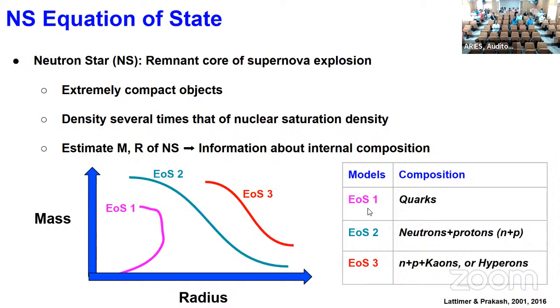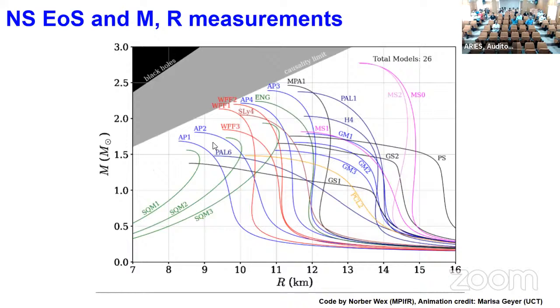What we want to do is estimate the mass and radius of neutron stars, put a dot here, and then say, okay, this is the equation of state model which best describes our observation. Now coming to the real plot, I have radius in kilometers and mass in solar masses over here.